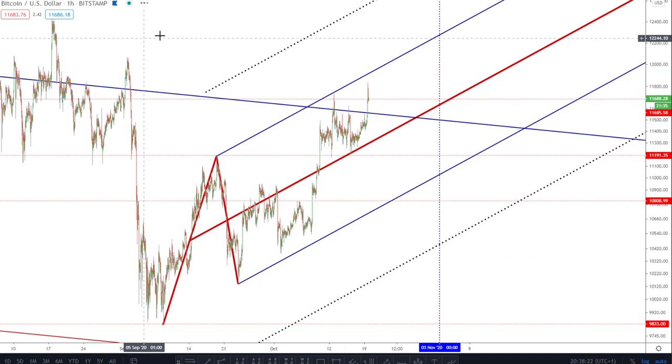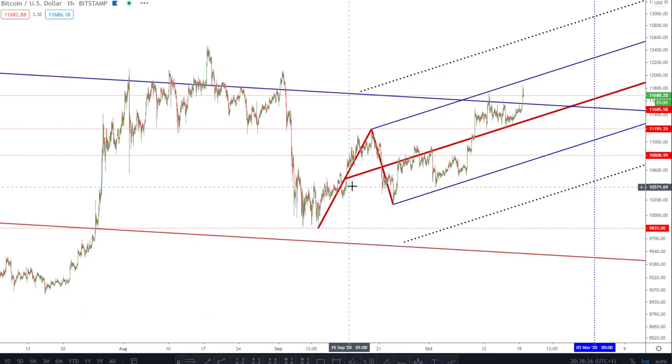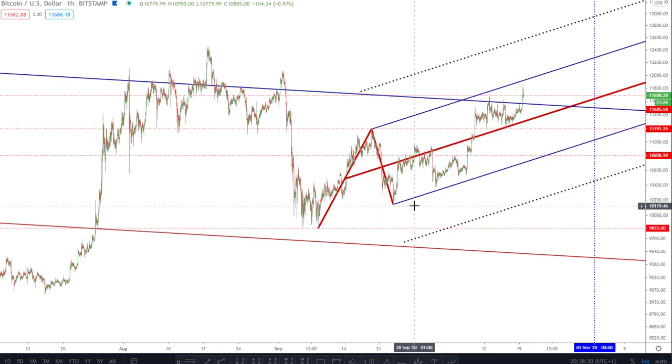So this is on the hourly, and we're following this modified Schiff pitchfork where we've got first pivot, second pivot, third pivot, and we've gone into the median line. And now we're tagging the upper median line just shy of it the second time round. And you can see this is the upper median line of the major pitchfork, which we are above right now. Yes, we did see some strength.